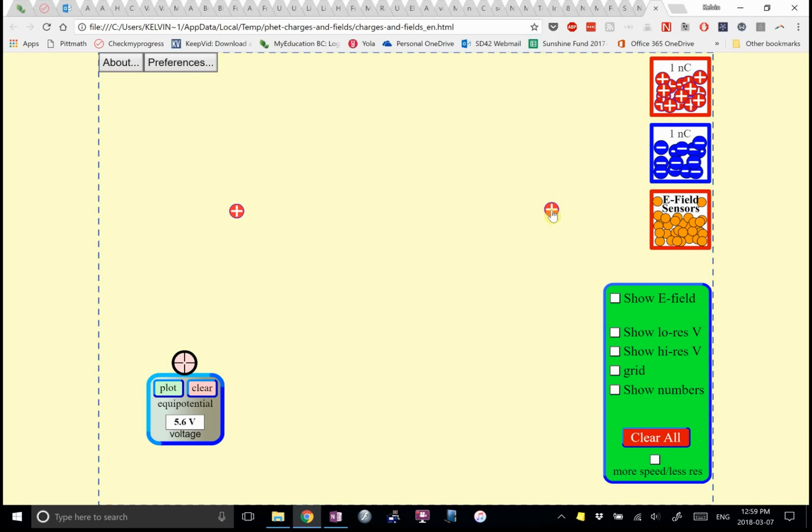So I'll draw. Are they both positive in your picture? And they're kind of in a straight line? Okay. I have electric field sensors right here. These will actually show me the net electric field, the combined electric field, all over the place. And I guess I'm going to want in between here. Does what you see make sense with the arrows? Let's see if we can walk through it now.